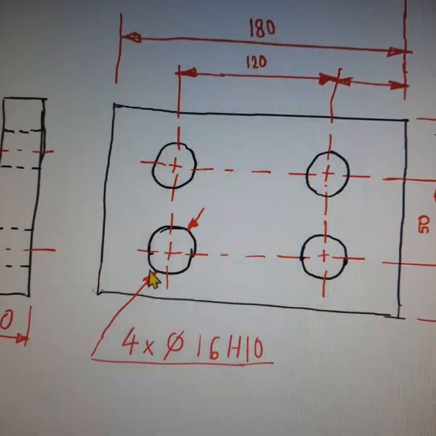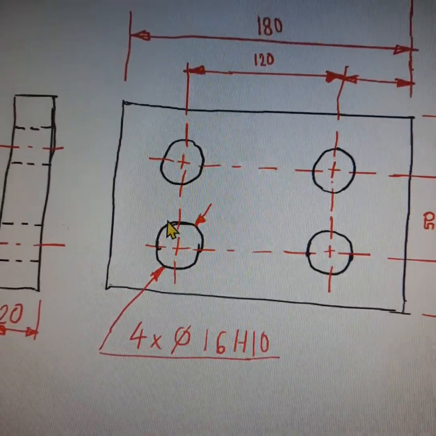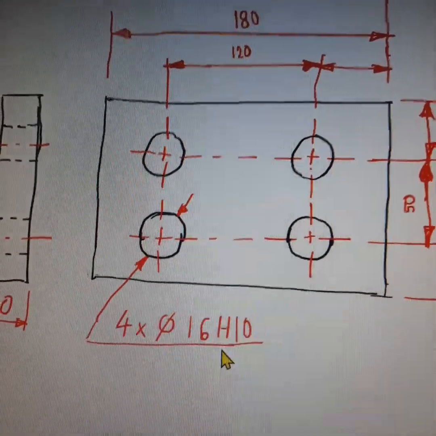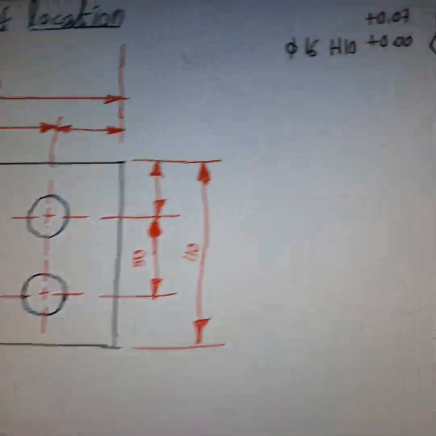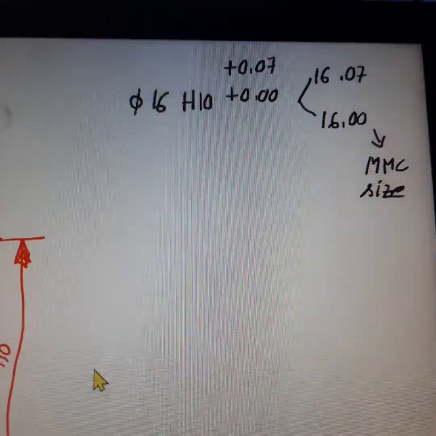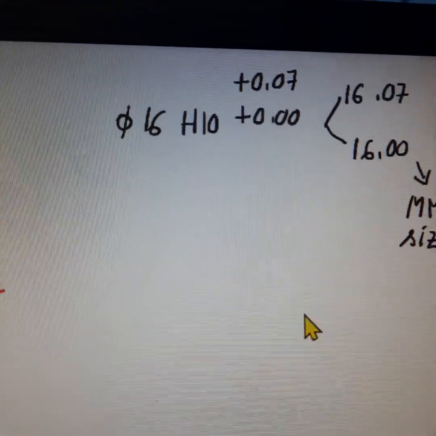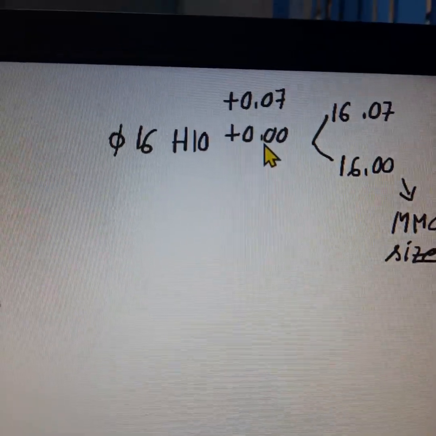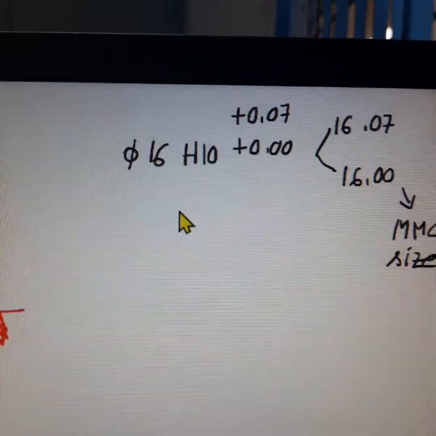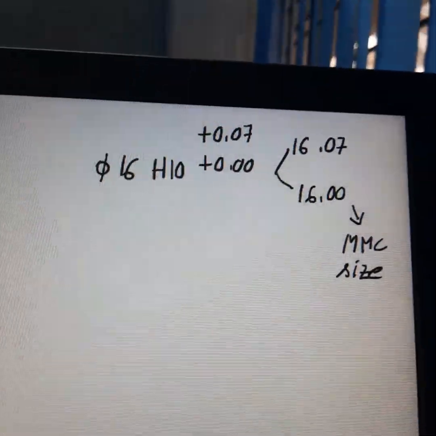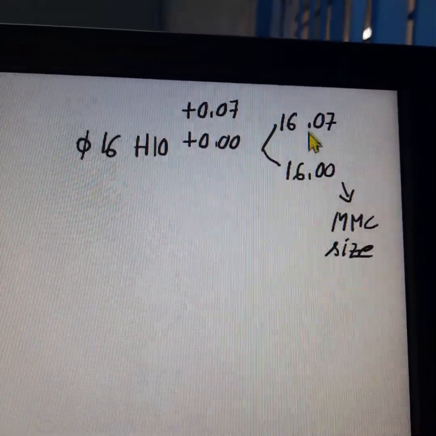As the hole cannot be machined to an exact size, we are assigning a tolerance of H10 for this example. If you look at the tolerance value from the data book, you will find that the tolerance is plus 0.07, which means that all the holes have to be finished between 16 and 16.07.